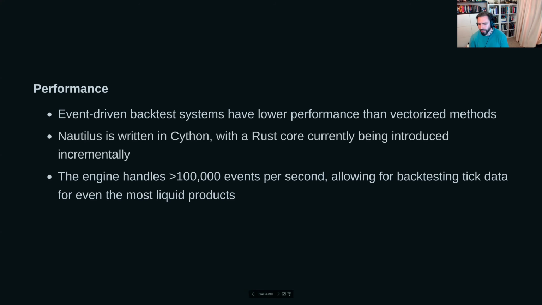I've spoken a lot about the performance already. We know why event-driven backtesting is slower. We know about the Python and Rust. The engine handles greater than 100,000 events per second. I've seen more than that as well. It depends on the compute load of the methods that are being called on your strategy or actor.